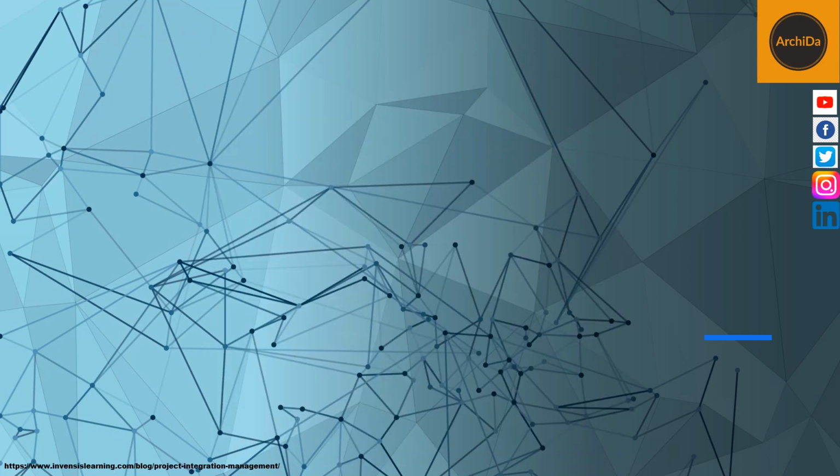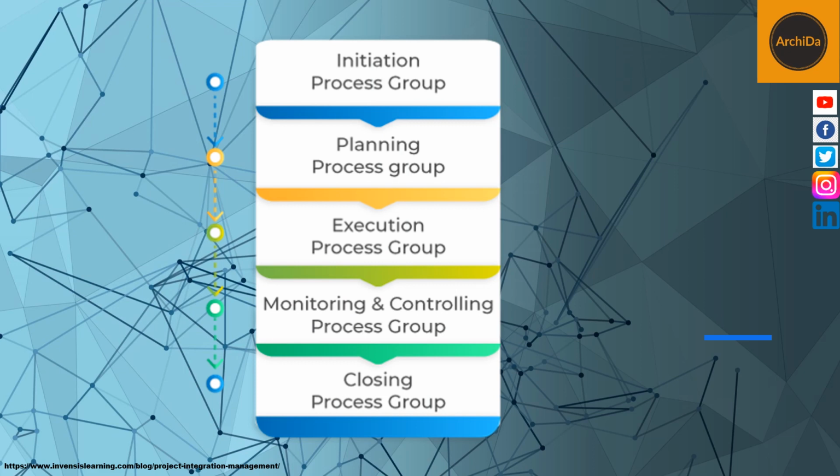The project integration management has a set of control access points that are undertaken by the project manager and are as follows. You have the initiation process group, you have the planning process group, and another is the execution process group. Then you also have the monitoring and controlling process group. Then finally, the closing process group.